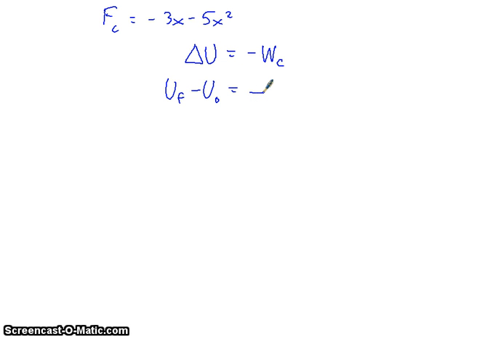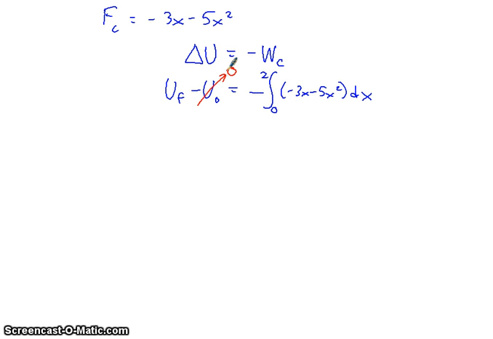And since this force varies with position, you put in different x's, you get different forces. The only way to do this is through integration. So we're going to do the integral of the equation, negative 3x minus 5x squared dx. They're interested in the potential energy when the object is at 2 meters. Since they told us that the potential energy is equal to 0 at the origin, I'm going to make my starting position the origin. That way, I can put a 0 for the initial potential energy.